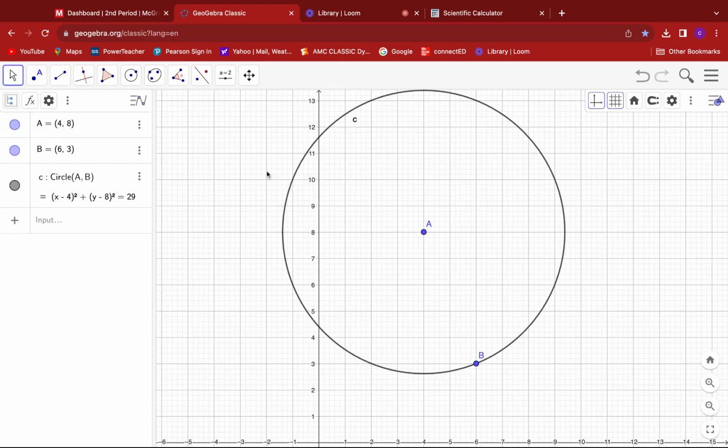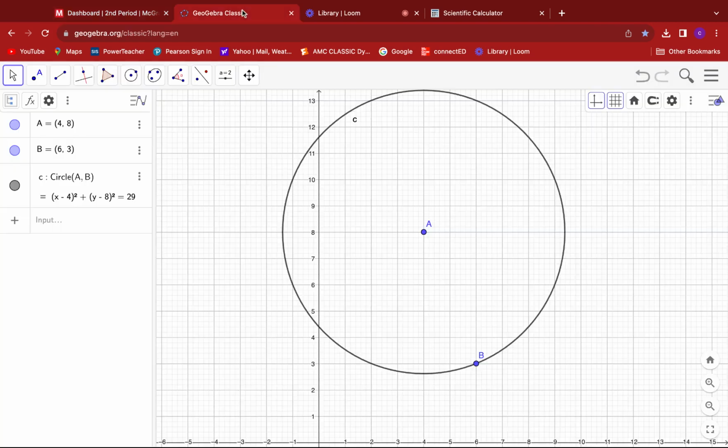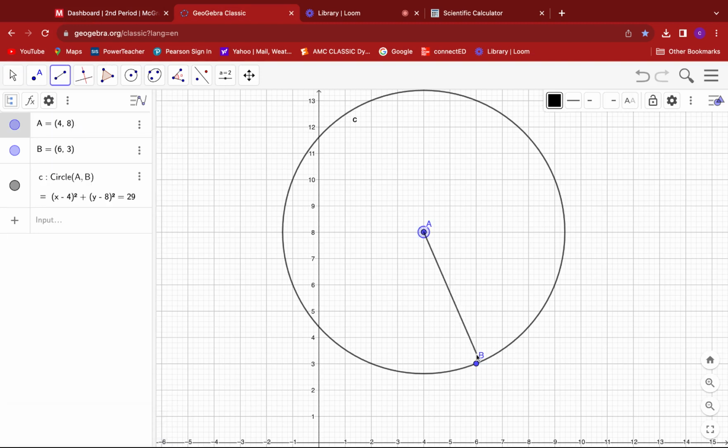There's my circle. So the first thing I'm going to do is draw a segment to show what my radius looks like, which will happen to be the hypotenuse of my right triangle. So here's my radius. I'm going to draw a segment from 4, 8 to 6, 3, from C to D. Feel free to pause this video if I'm going too fast. But as you can see on GeoGebra, what I really like is it goes ahead and gives me the distance here. So I already have my answer for the radius anyway. But listen, I'm showing you guys a little trick.